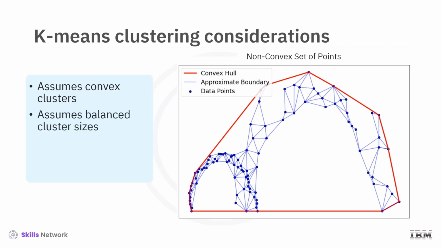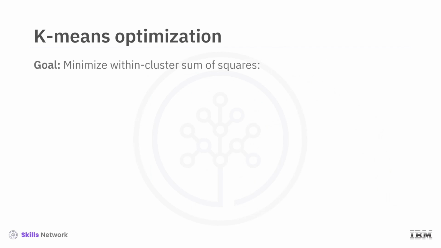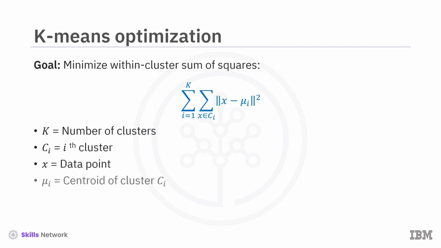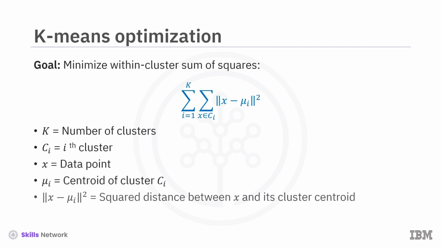The algorithm also assumes that the clusters contain approximately the same number of points. Because statistical variance is sensitive to outliers, k-means can perform poorly in the presence of noise. As a partition-based algorithm, k-means is efficient and scales well to big data. The goal of k-means is to minimize the within-cluster variance for all clusters simultaneously. Mathematically, this means a double sum over each cluster, i, and each point, x, within each cluster, c_i, of the squared distance between x and its cluster centroid, mu_i.